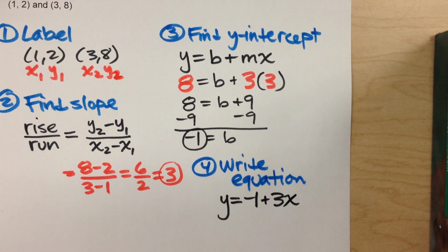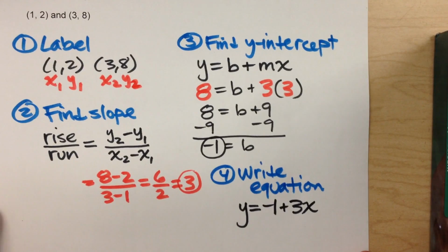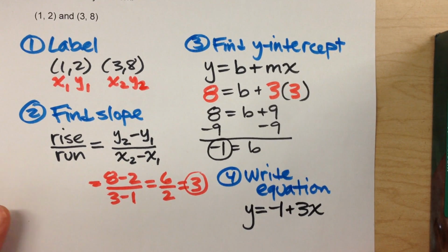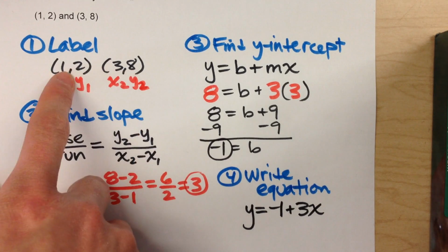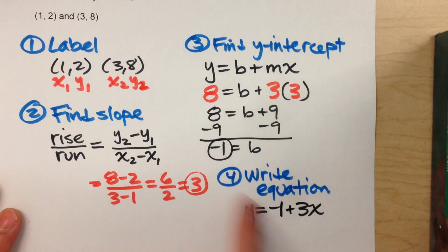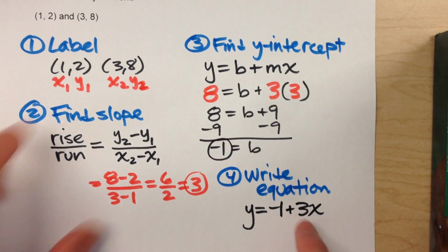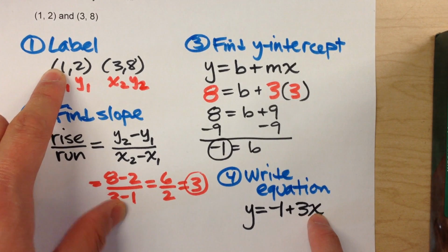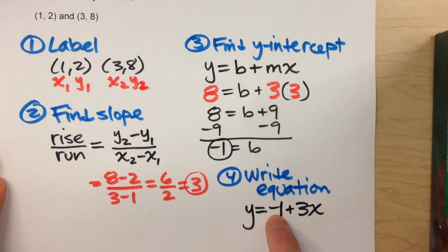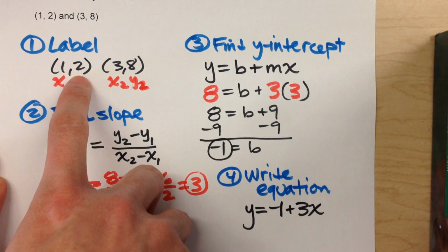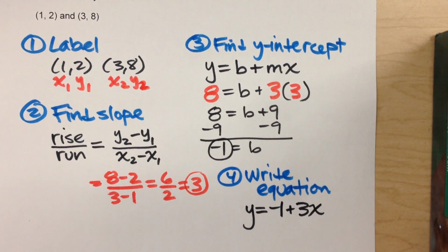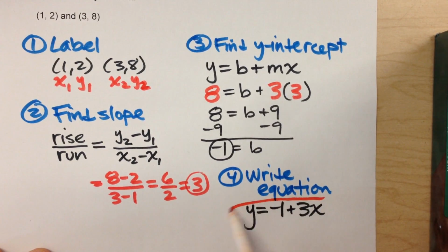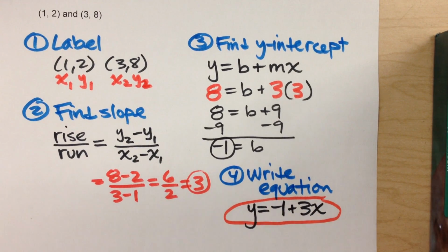And if you want to do a double check, which isn't that hard, all you have to do is take the other coordinate that you didn't use from step 3, this one right here, plug that in here and see if it works. So x is 1, 3 times 1 is 3, plus negative 1 is 2. And look at the y-coordinate there, it's 2. Checks out. That is how you write an equation for a line given just 2 points.